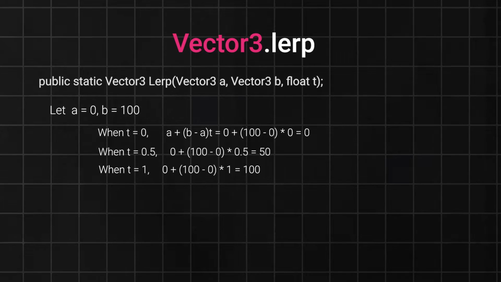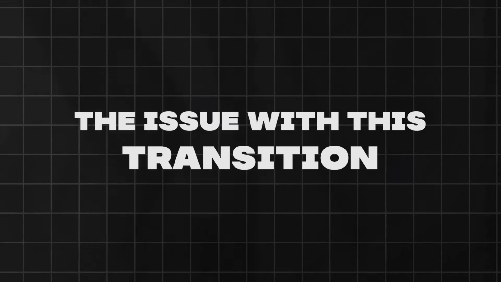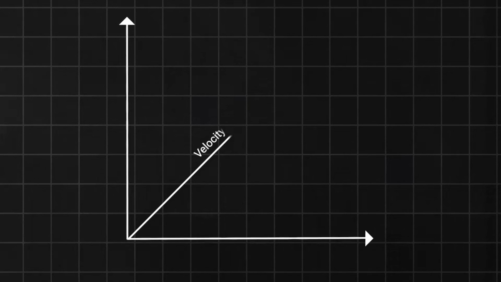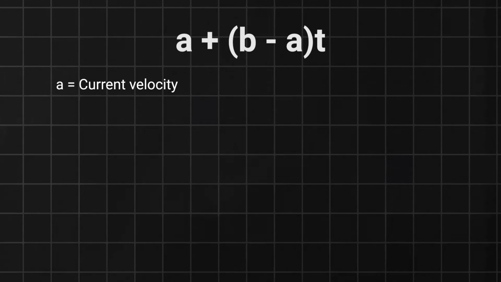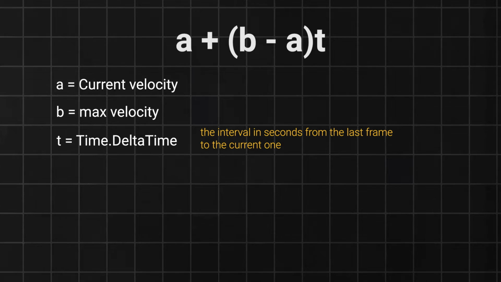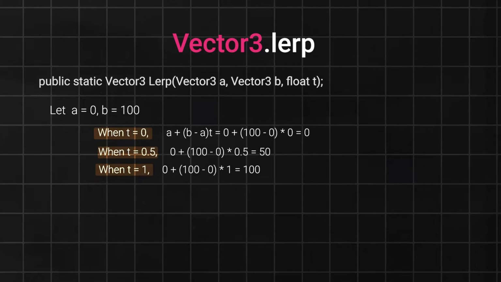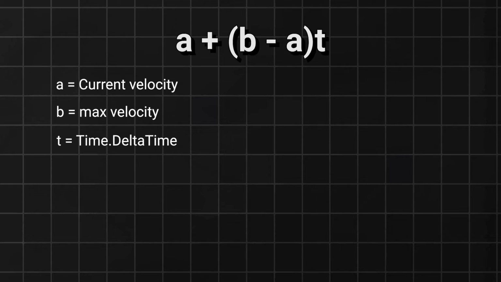Similarly, we can make our bike's velocity go from 0 to max velocity. However, the issue with this transition is that it is not smooth but linear, and we want the velocity of our bike to increase smoothly. To do this, we'll set the current velocity as the starting value, the end value as max velocity, and t as Time.deltaTime. Time.deltaTime is the interval in seconds from the last frame to the current one, which is mostly constant. You may say t was not constant in our previous example, and it needs to be a variable to help us transition. But in our approach, the starting value, that is the current velocity, is variable, which will help us transition.